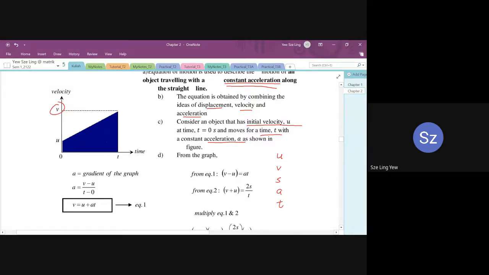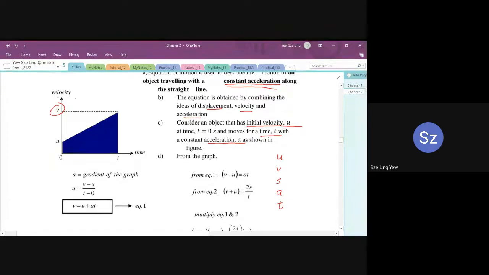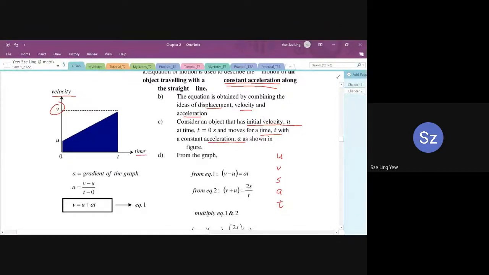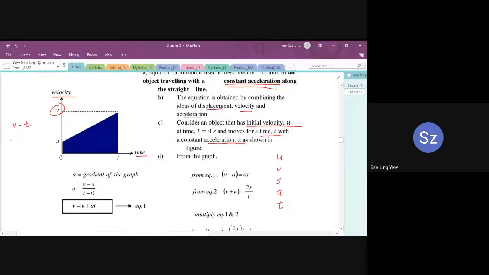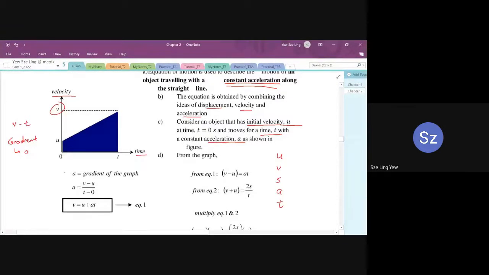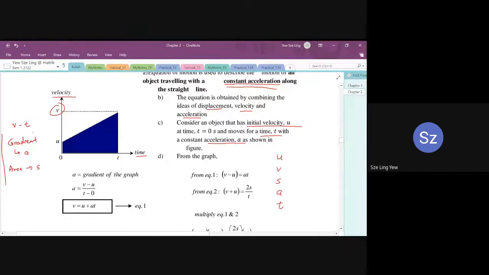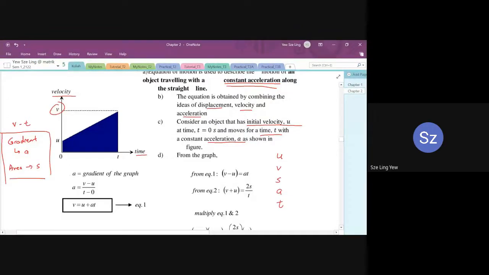Okay, now let's go back to the derivations. How do we derive it? Actually, it comes from a graph. You plot a graph of velocity against time. If you recall what we learned in our previous lecture, whenever you have a v-t graph, the gradient of the graph represents acceleration, and the area under the graph represents displacement. So basically, you can still use this concept in deriving the equations, just that now, instead of values, you use variables. The final velocity is v, the initial velocity is u, and the time along the x-axis is t.